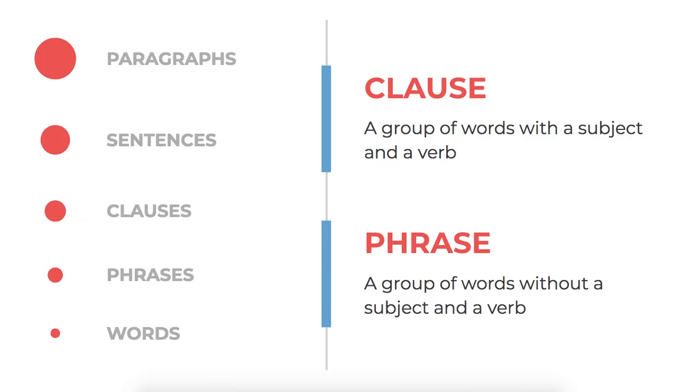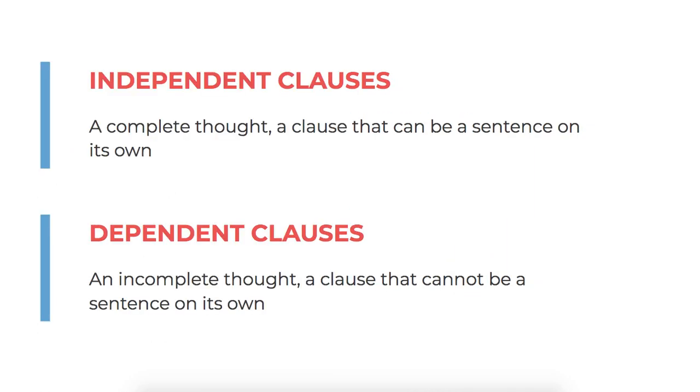So, to review, a clause is a group of words with a subject and a verb. A phrase is a group of words without a subject and a verb. And you should remember that clauses are bigger than phrases. Now, there are two types of clauses, and this is important for today. There are independent clauses, which are a complete thought or a sentence on their own. And then there are dependent clauses, which are an incomplete thought and cannot be sentences on their own.